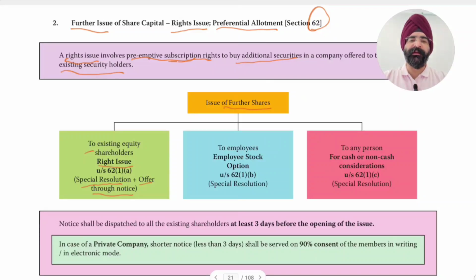Number two way of issue of further shares is to the employees through employee stock option schemes under section 62 subsection 1 subsection B. Here we require a special resolution. Then further shares can be issued to any person for cash or non-cash considerations under section 62 subsection 1 subsection C. Here also a special resolution is required. So further shares can be issued to existing shareholders, to employees of the company, or to anybody else for cash or other than cash considerations.